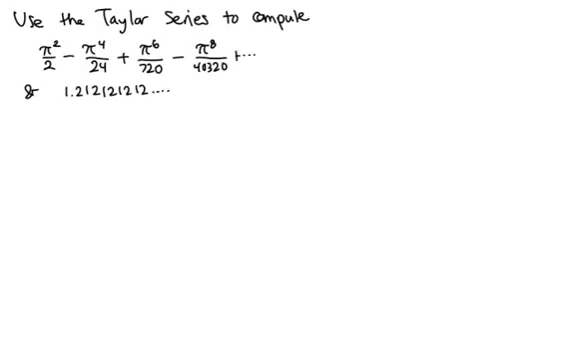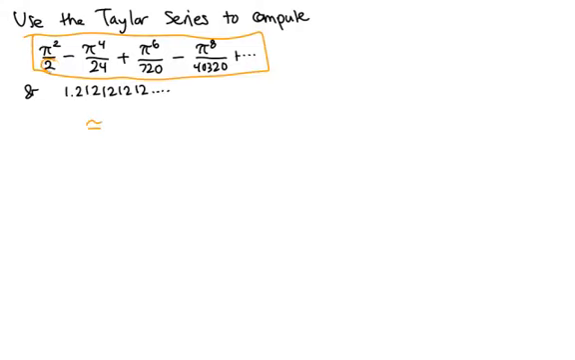Let's use this Taylor series idea to compute the following two series: pi squared over 2 minus pi to the 4th over 24 plus pi to the 6th over 720 minus pi to the 8th over 40,320, and also 0.1212121212. So let's focus on this one first, because this certainly seems more like a power series. So the basic idea of the Taylor series notion is to see if we can recognize this series of numbers as belonging to the Taylor series of some function.